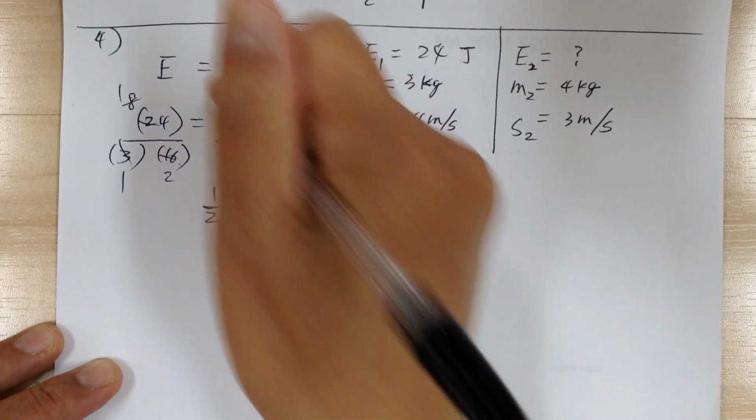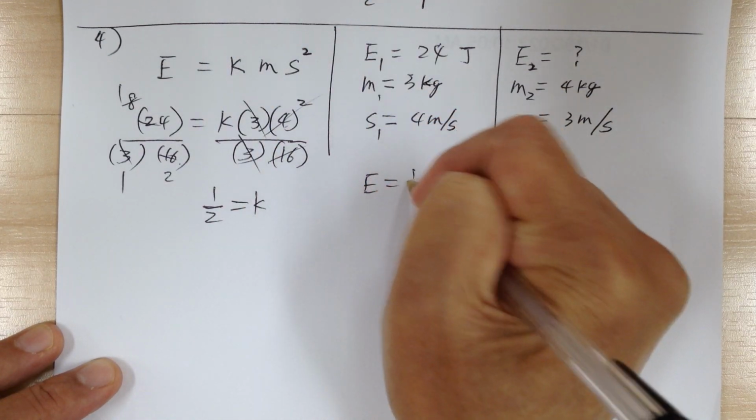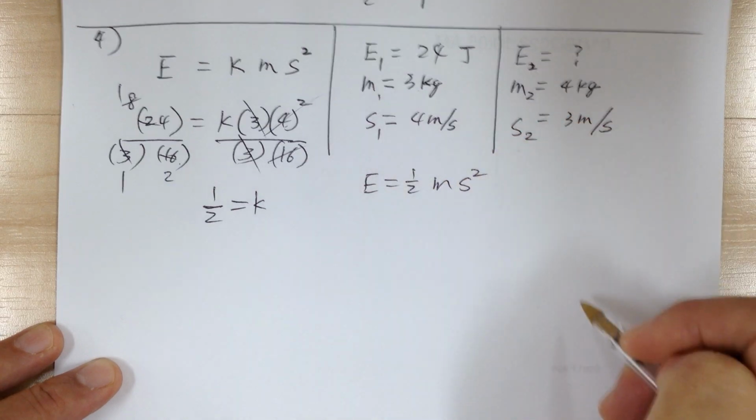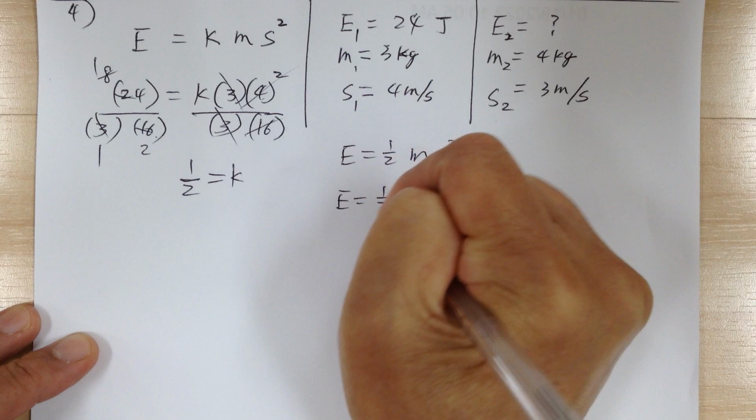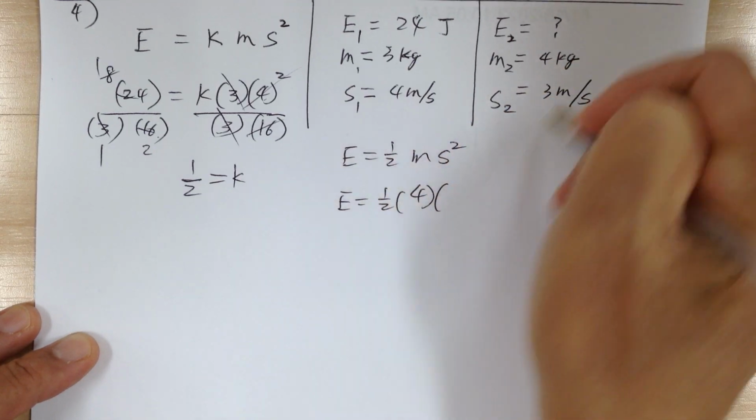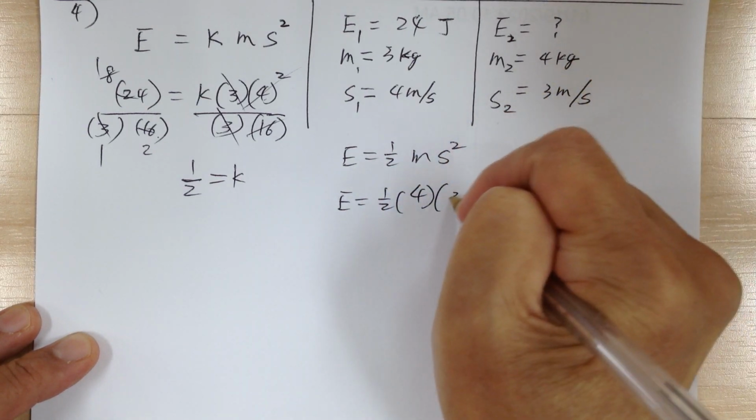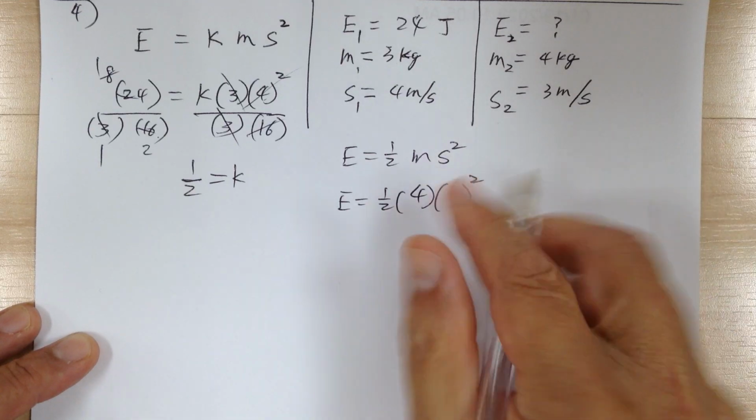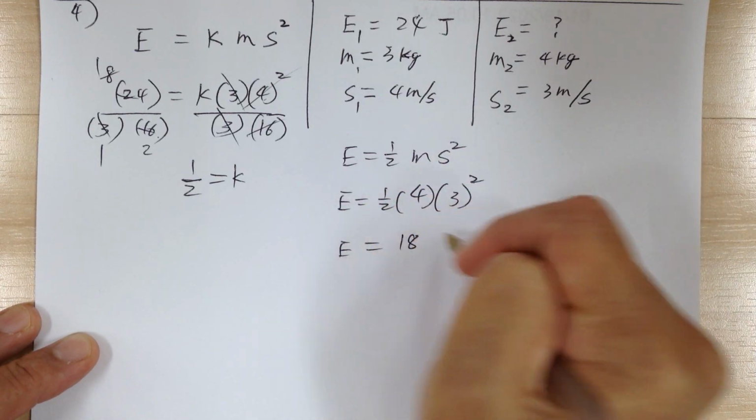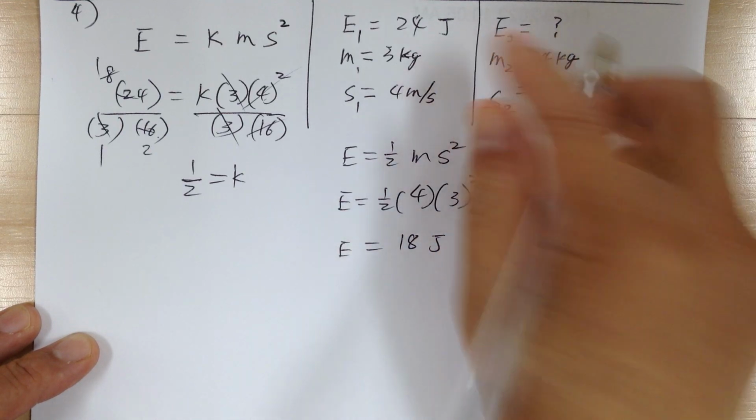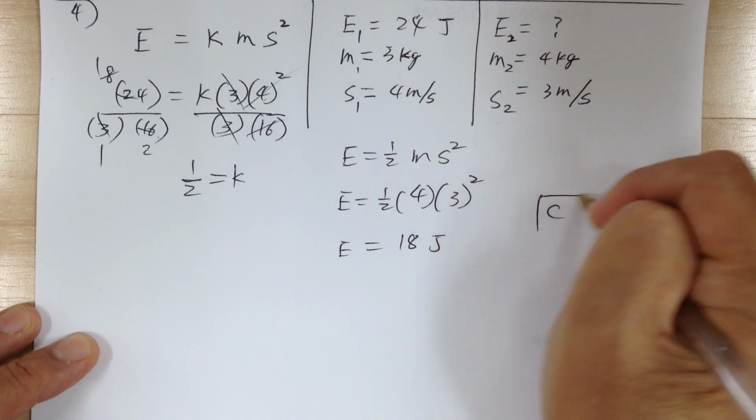So once you find k, you update your equation. So E equal to 1/2 ms squared. So now we can use it to solve. Okay, so E equal to 1/2. Mass is 4. S is 3. Square. Now don't forget your square. So E equal to 18. And the label is joule. So this is answer C.